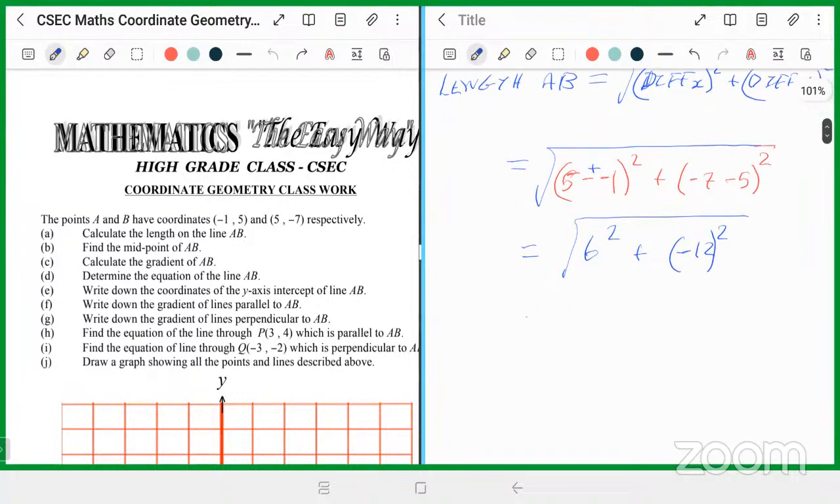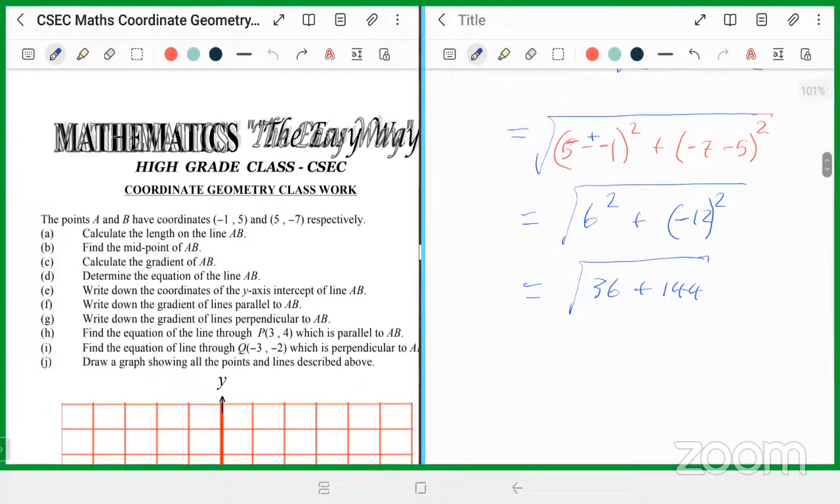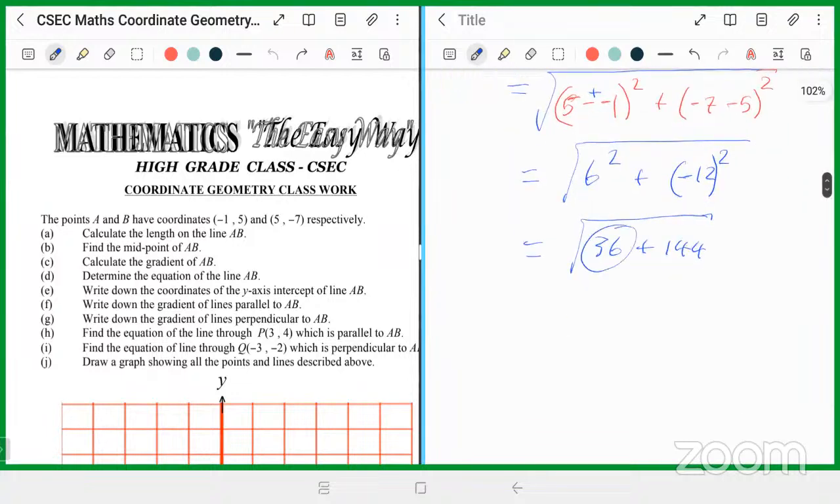All right? This works down to, this becomes 36. And when you square this -12, you get 144. And then the 36 and the 144 is 180. So this becomes the square root of 180. You could work this down further, but I was okay with you leaving this as an answer.